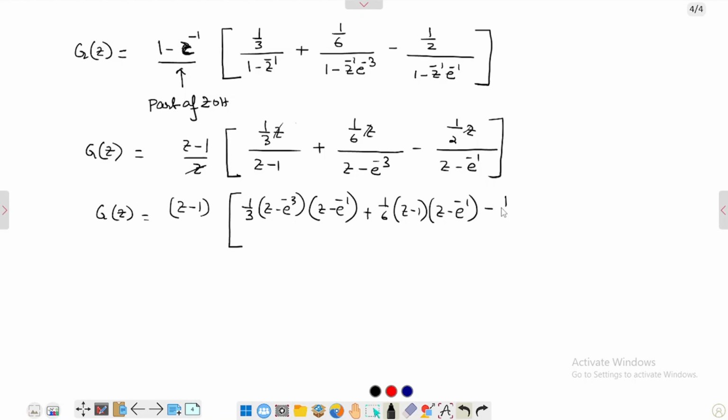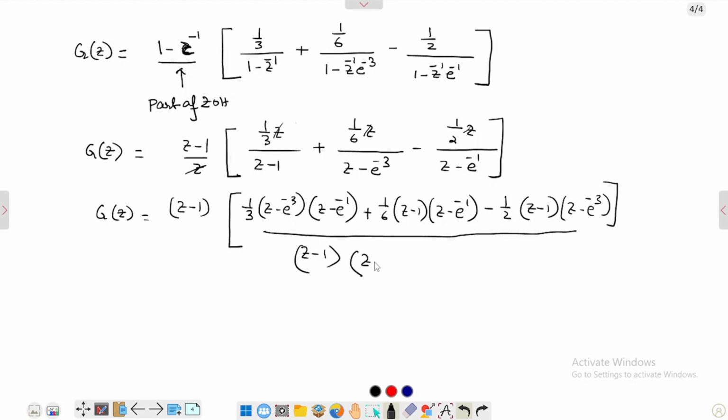And after that, what do I get? 1 by 2, (z minus 1), and I get (z minus e to the power minus 3), and divided by (z minus 1), (z minus e to the power minus 3), and (z minus e to the power minus 1). So this value and this value go away, and I have my G(z) here.